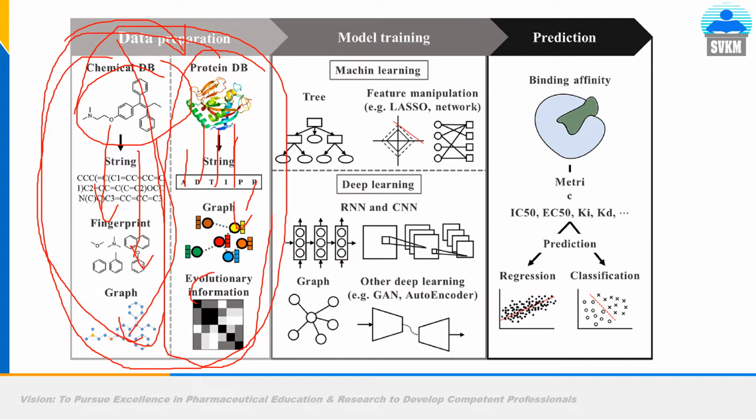Now, using these inputs, you will train machine learning models, which are basically decision tree, regression, logistic regression, linear regression, or support vector machine. They are the basic machine learning models. If we have to go for a generative type of deep learning model, you have to go for recurrent neural network, convolutional neural network, or GANs, that is generative adversarial network, or autoencoder.